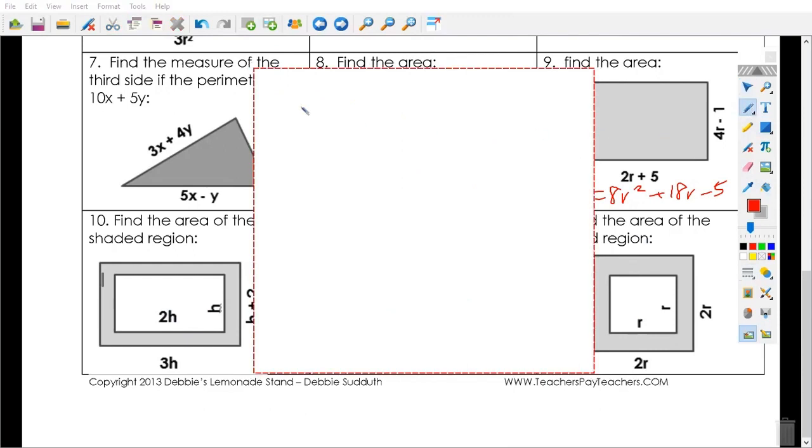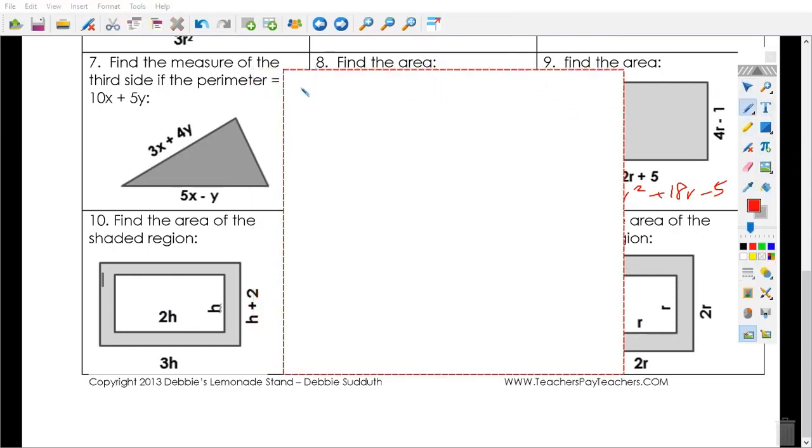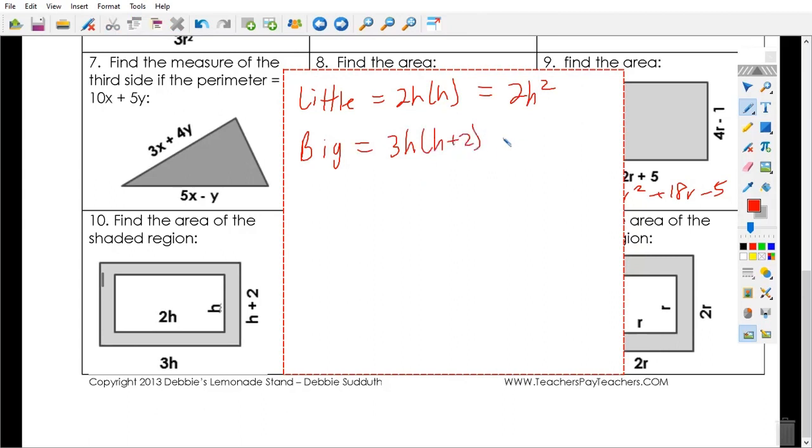So I'm going to do the little one first. The little area equals 2h times h, which is 2h squared. Then we're going to do the big. The area of the big is 3h times h plus 2. You multiply 3, so it becomes 6h.